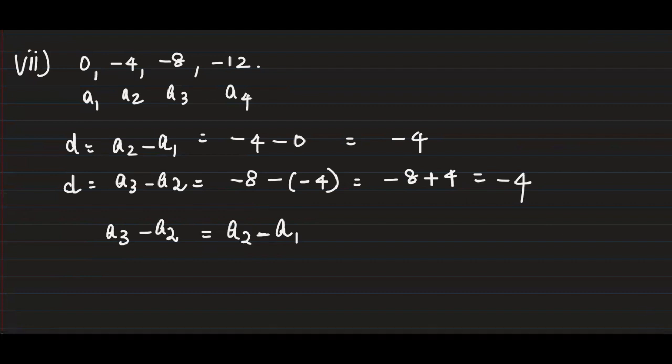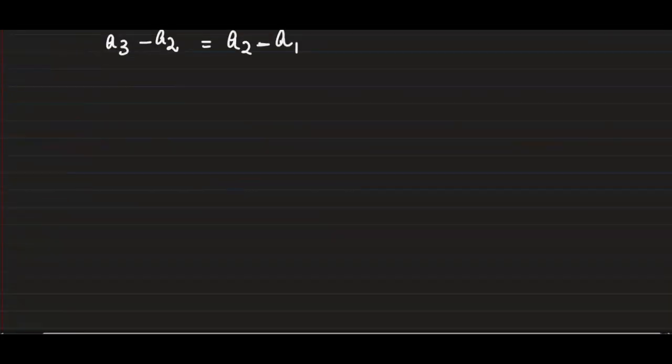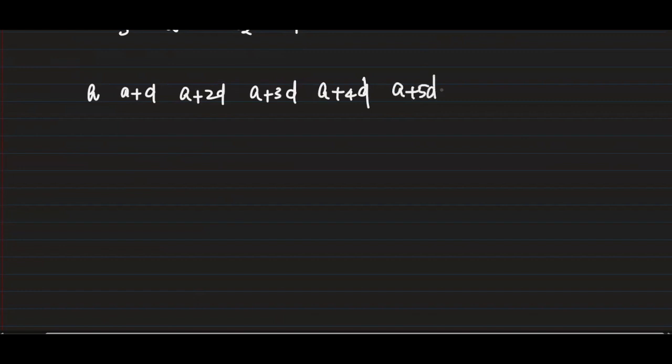Okay, now we'll find the next 3 terms. So for the next 3 terms, we will use the general term. So general term is A plus D, A plus 2D, A plus 3D, A plus 4D. Okay, now A plus 5D, A plus 6D, and so on. So basically, first term, second term, third term, fourth term, fifth term, sixth term, and seventh term. So 5, 6, 7. Okay. So now we're going to find first the fifth term.